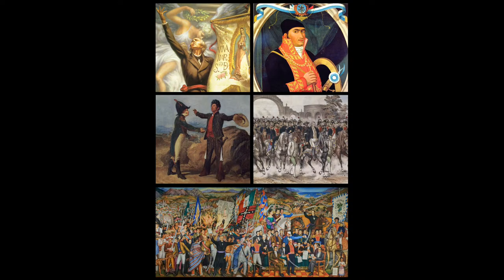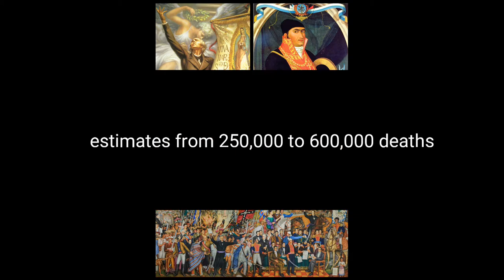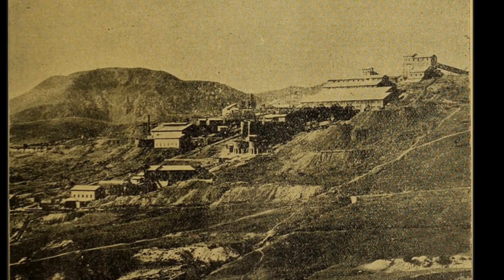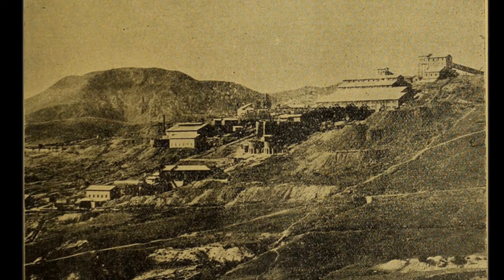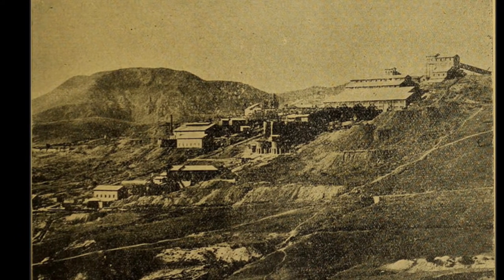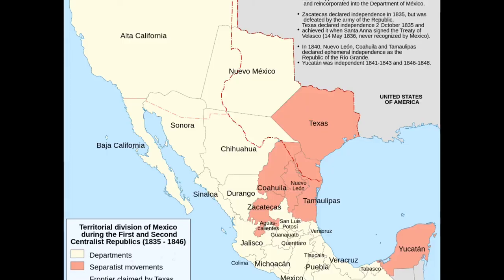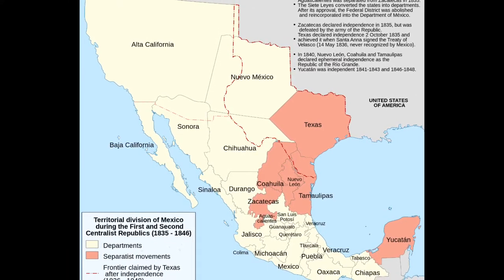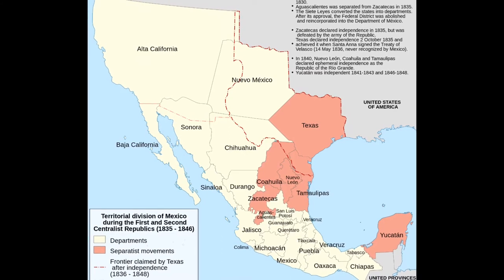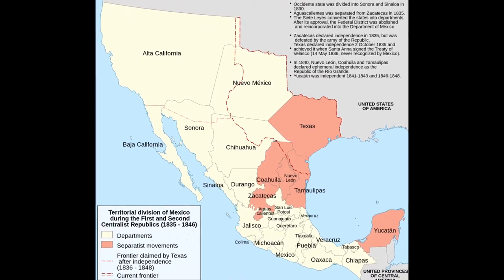The second reason being that Mexico's population was devastated after having been ravaged by a decade-long revolution. The third reason is that much of what Mexico's economy depended on was destroyed during the War for Independence, such as the mining industry. The fourth and final reason was that the centralist Mexican government was very authoritarian, which irked many states, causing them to rebel.